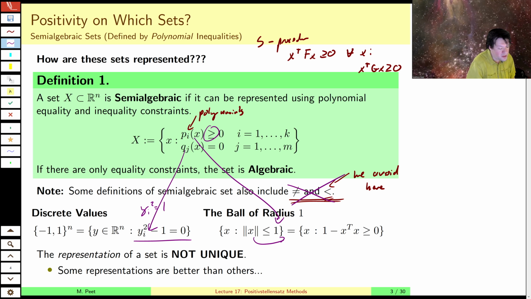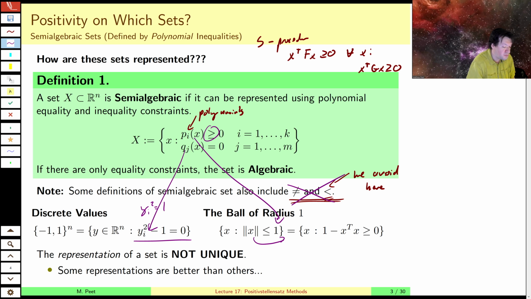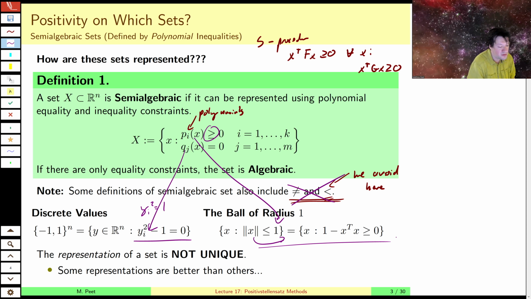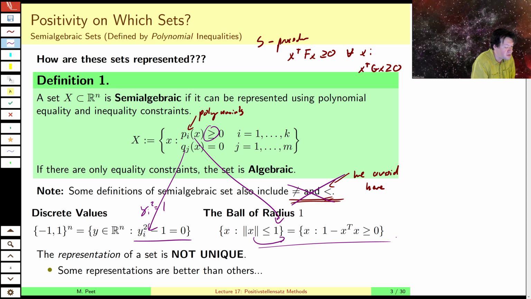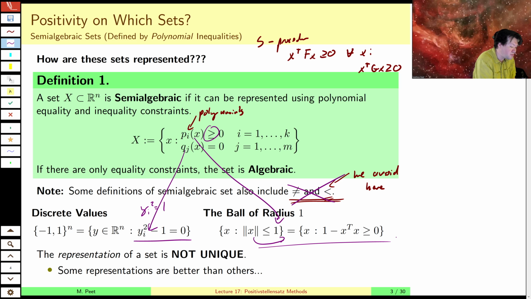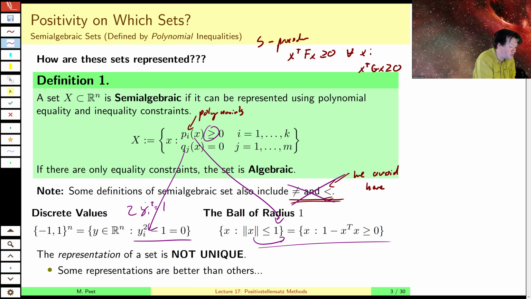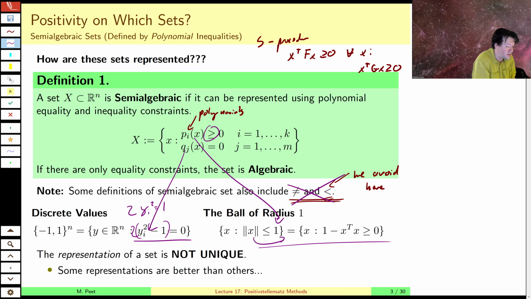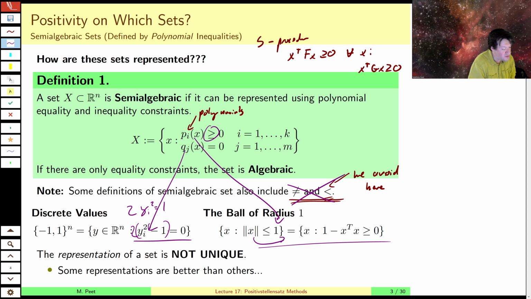And of course, it's important to note, and this is going to be a theme throughout this lecture, that these representations of the set are not unique. So this is one representation of a set. For example, the discrete values, there are multiple possible representations of that set. For example, you could multiply 2 times the whole thing, and then it would be the same set. So you multiply 2 times y squared, and obviously it has the same set of roots. So the representation of the set is not unique.